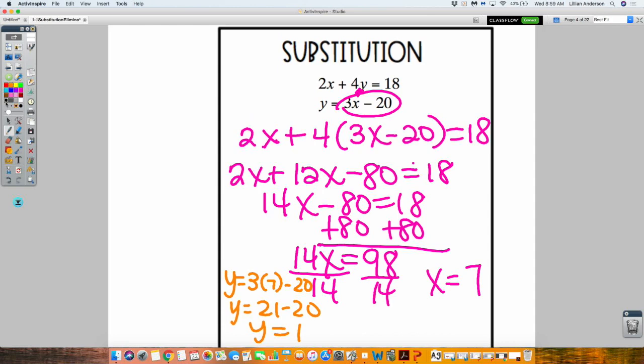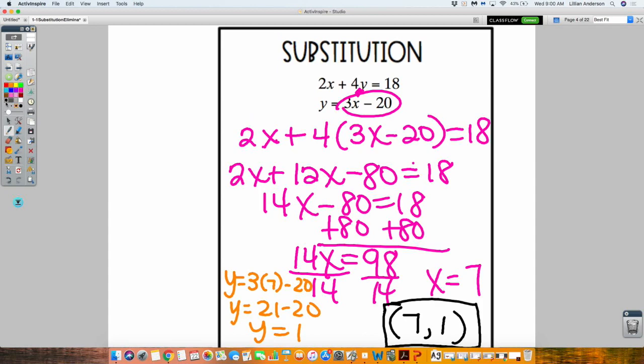When it comes to a solution in a system of equations, it's always written as a point. X is 7, y is 1, so the answer is 7, 1. All solutions with systems are written as a point. Questions? It's okay to ask questions. So I want to make sure everyone has substitution down.